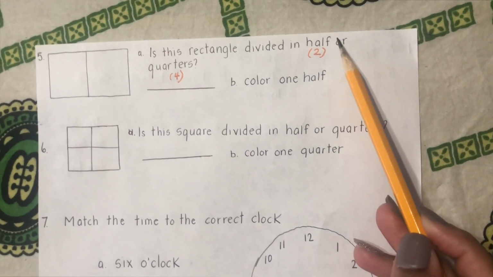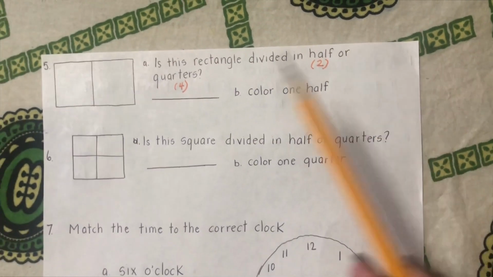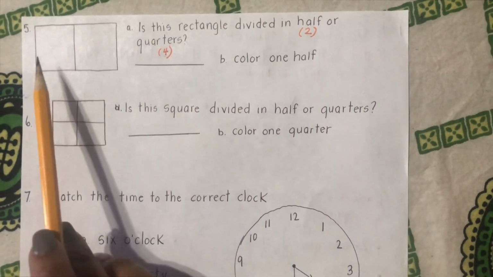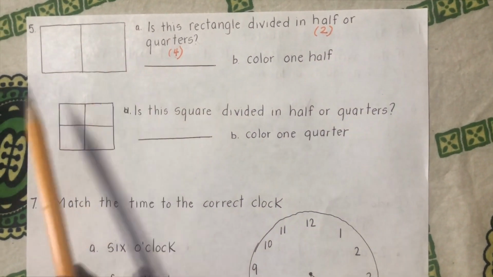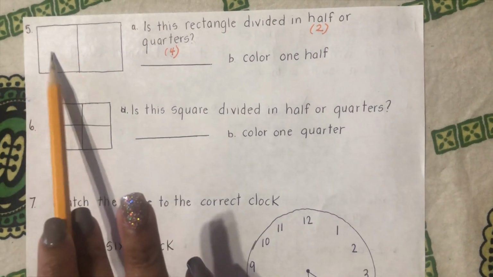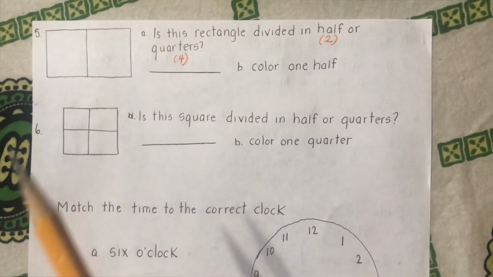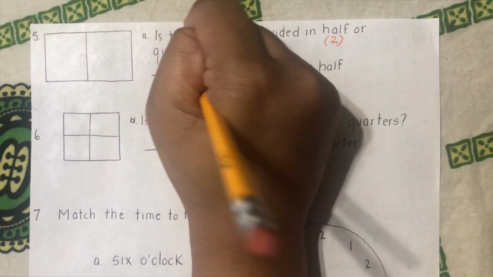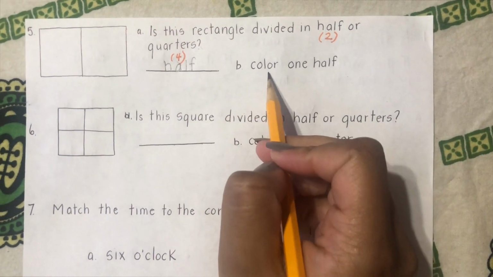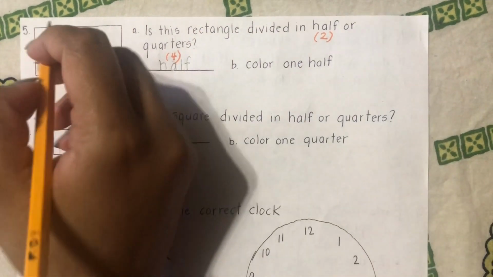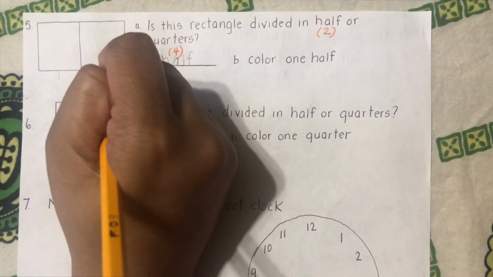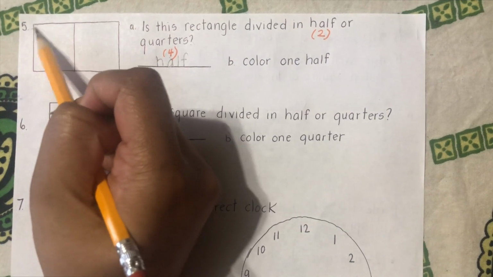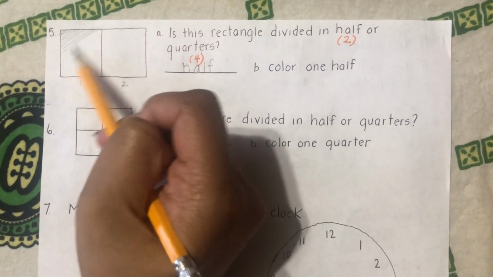If half is 2 equal parts and quarters is 4 equal parts, then I know that this rectangle here is divided in half. There's 1, 2 equal parts. So I'm going to write half on this line. And then B says color 1/2. So this is 1/2. This is the second half. I'm going to color in one of the halves.